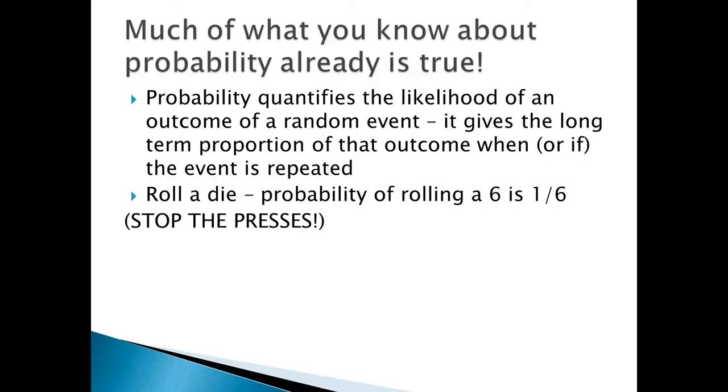Now this doesn't mean that if you roll the die 12 times you have to get 6 exactly twice. It doesn't mean that if you roll it 18 times you have to get a 6 exactly 3 times. But what it does mean is that as you roll it more and more times, the proportion of rolls that came up 6 is getting closer and closer to 1/6.